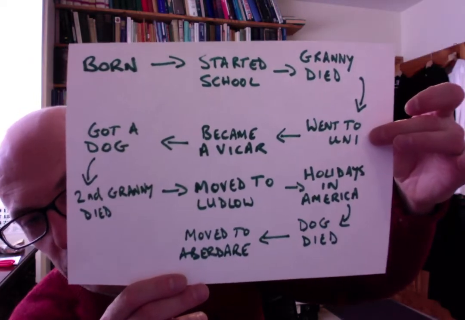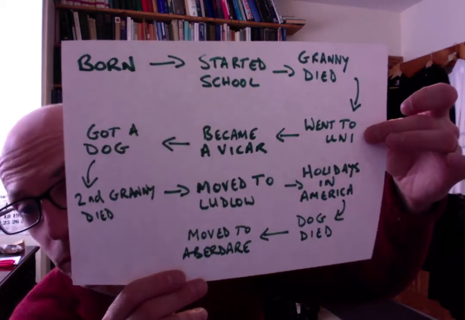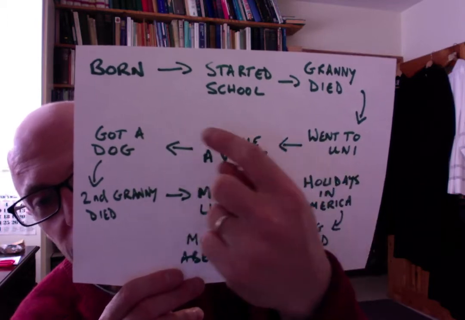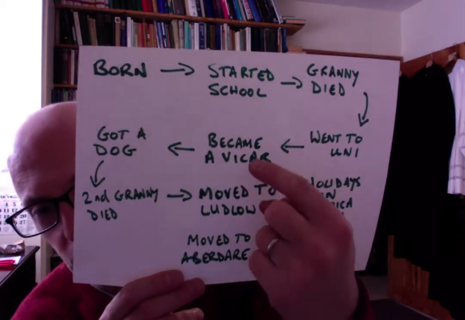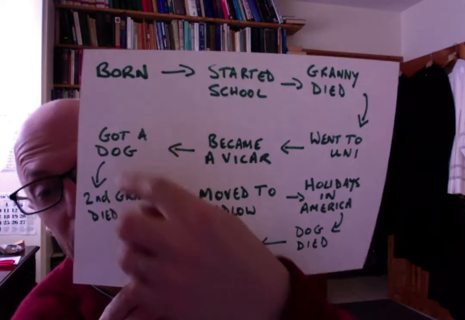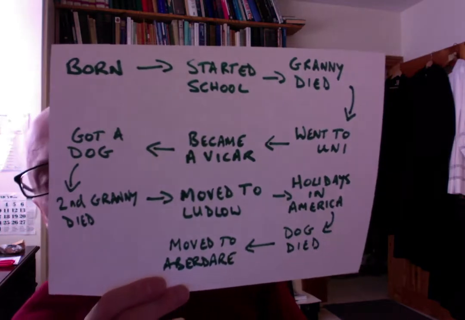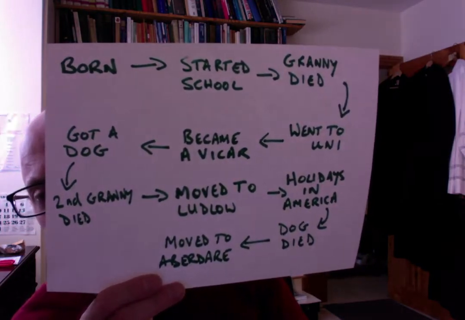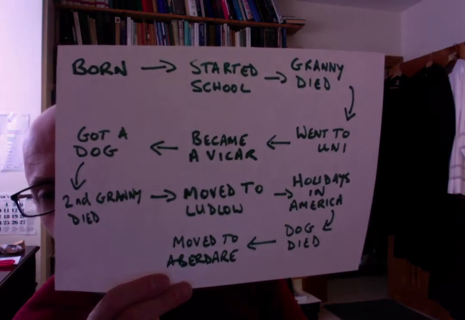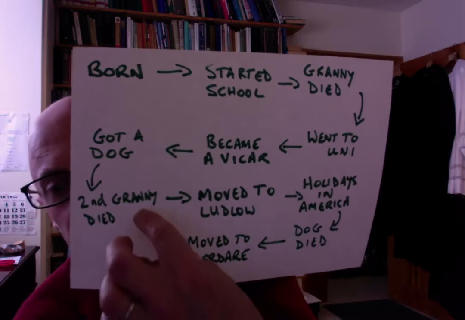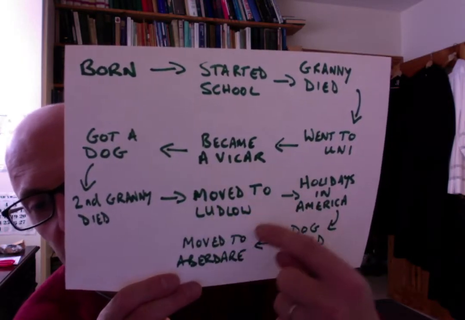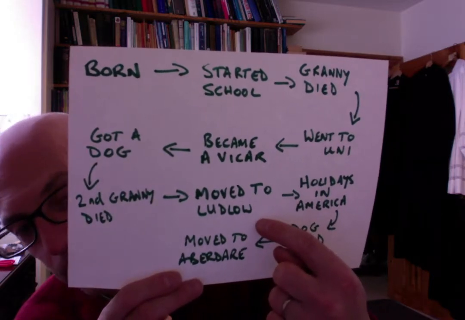Then I went to university, which again was an important moment in my life because it was the first time I'd really left home. Then after that I became a vicar, which again was important because it's my job that I've been doing ever since. Then, when I became a vicar and had my own place, I got a dog because I'd always wanted to have a dog and never managed to when I was living at home. So when I was on my own, I got a dog. That was a great milestone. Then a bit later on, my second granny died, which again was sad. Then I moved to Ludlow to be a vicar there.